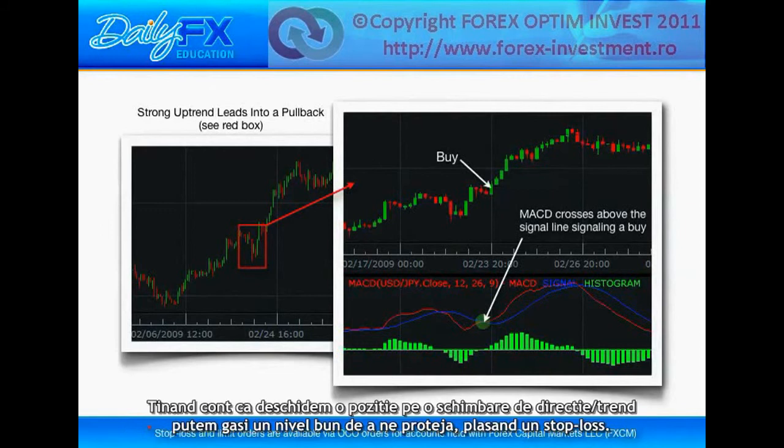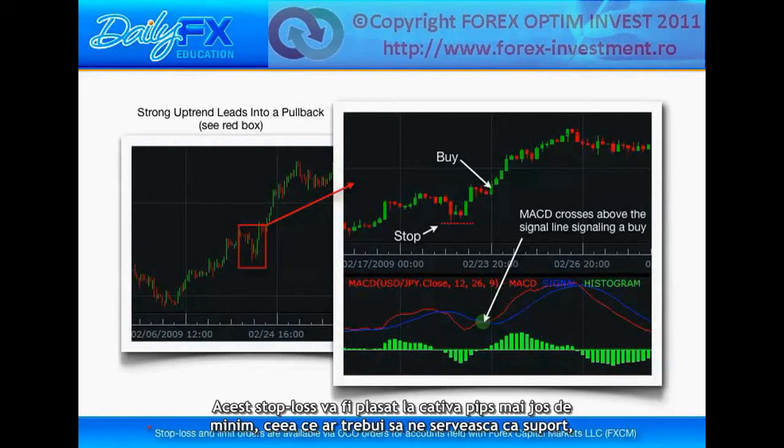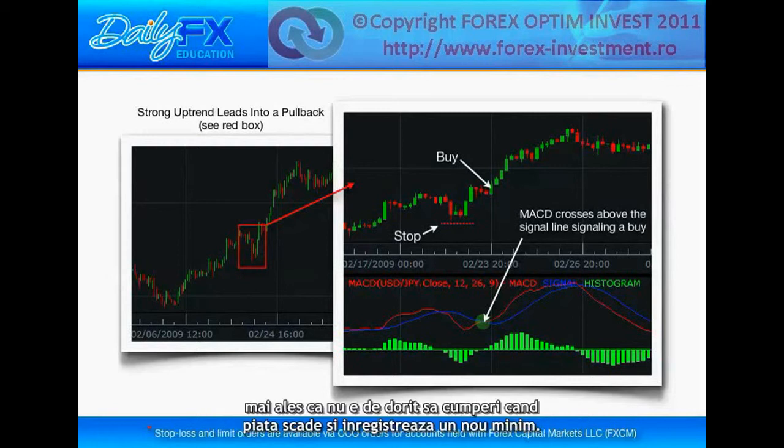Since we are entering on a reversal, this also gives us a good level to place our protective sell stop. We would place that stop a few pips below the low, which should serve as possible support, as we would not want to be in a buy position if the market moves down to print a new low.